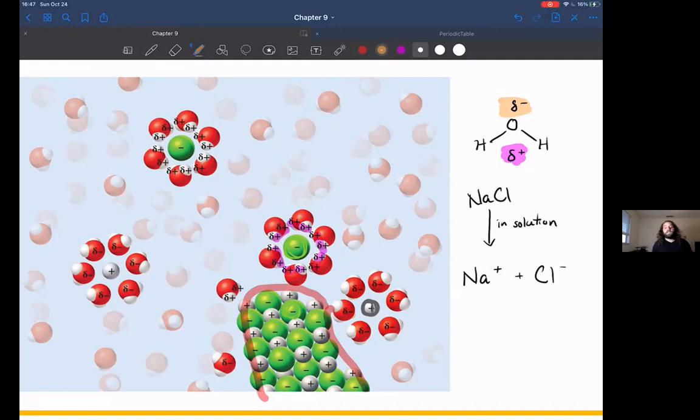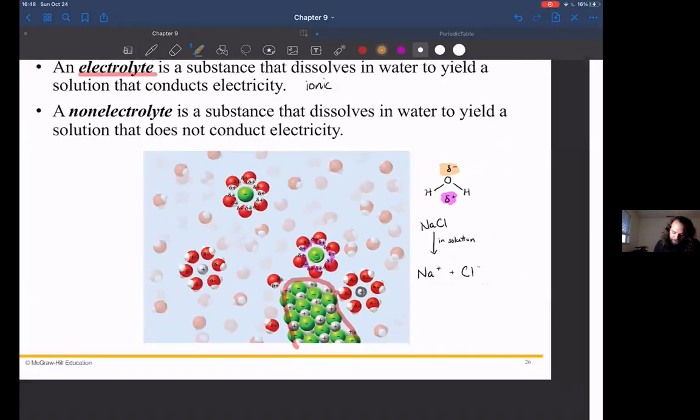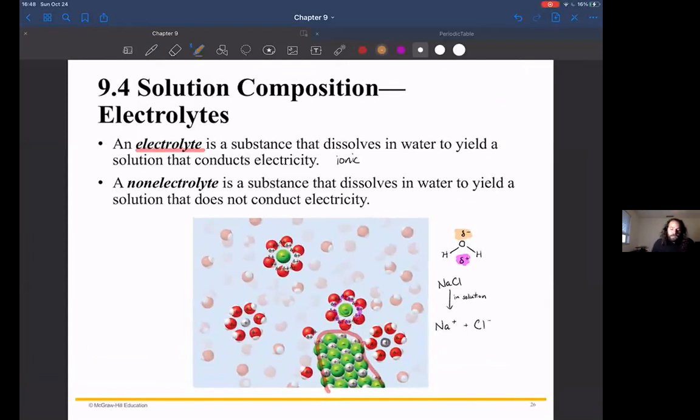So bottom line is when you take an ionic compound and you dissolve it into water, it breaks apart into its two different components. In this particular example, the sodium ions are floating around independently of the chloride ions. That would be an electrolyte solution. So these are ionic compounds.